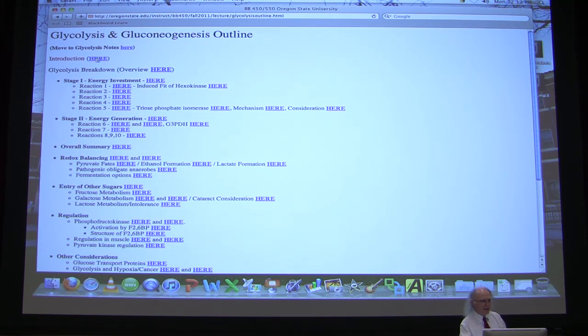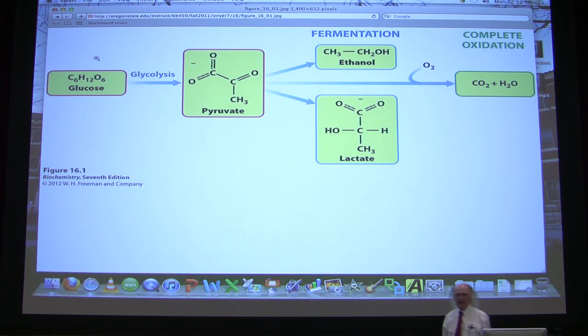Okay. Well, let's take an overview of the pathway of glycolysis. The pathway of glycolysis starts with glucose. Glucose is the most common and most abundant sugar on the face of the earth. It has 6 carbons. The pathway of glycolysis causes it to be broken into 2 pieces that are identical, known as pyruvate. So 1 6 carbon piece gives rise to 2 3 carbon pieces.